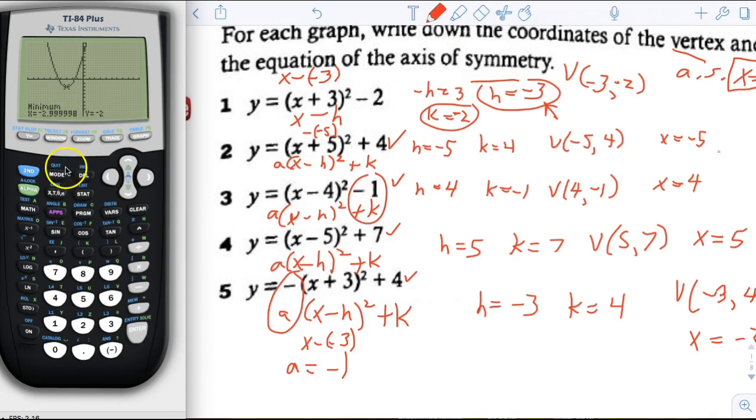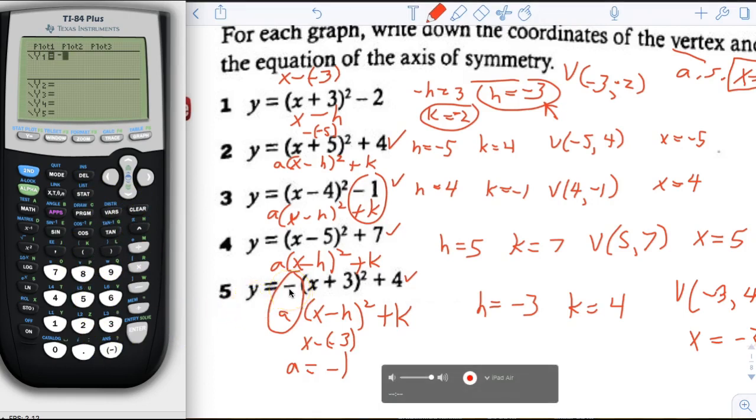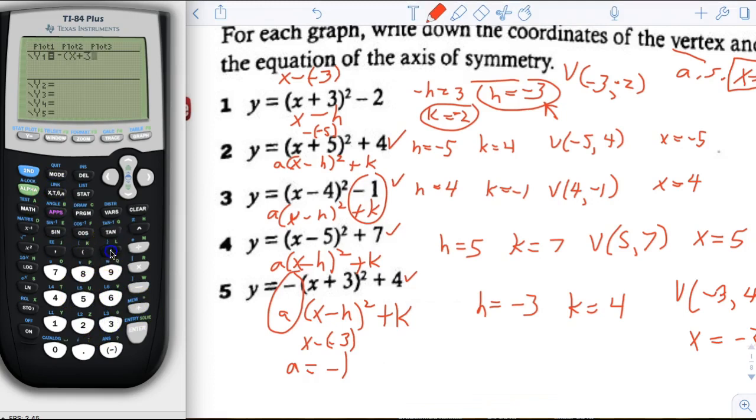All right? Real quick, you can stop watching here if you're not interested, but I'm going to show you how to do number 5 using second calc max, because remember, number 5 is actually upside down, right? So I'm going to delete this one. I could have done a clear also. And I'm going to put negative, and remember, if you have a leading subtraction sign like here, you need to put this negative sign, not the minus, okay? And then I'm going to put x plus 3 quantity squared plus 4. And then I'm going to graph it. And then it's going to be an upside down parabola, right?